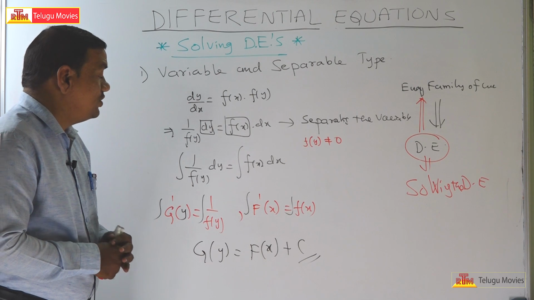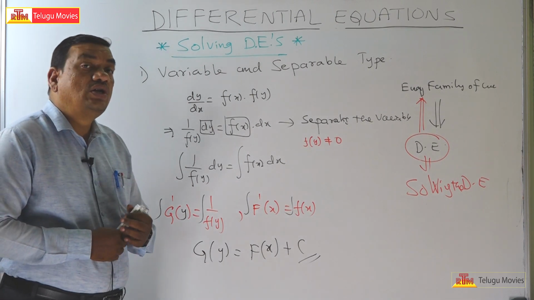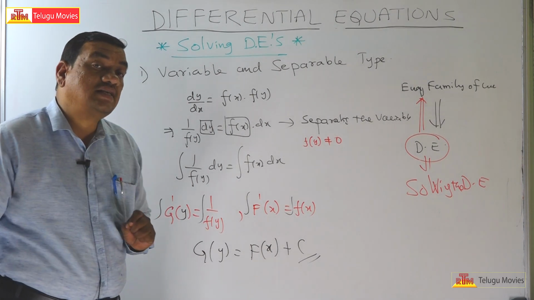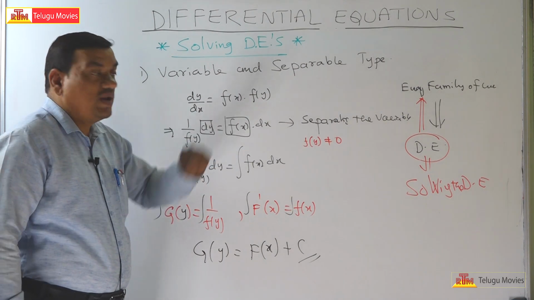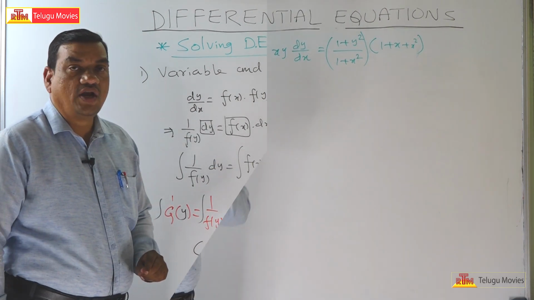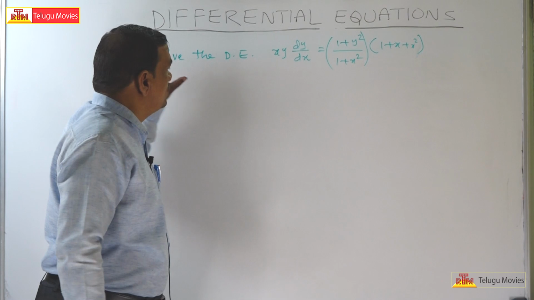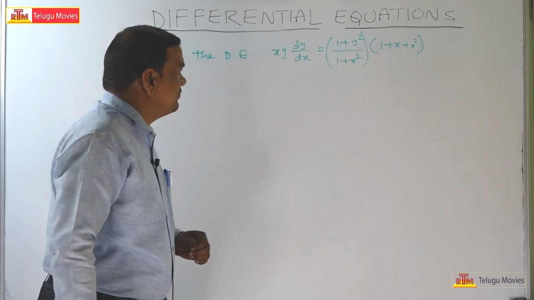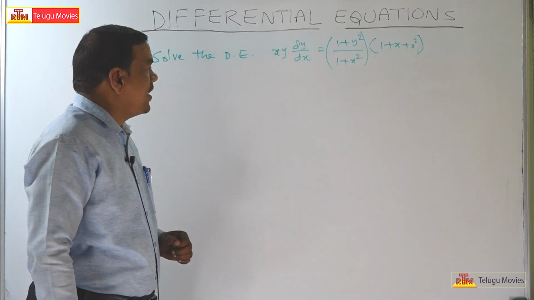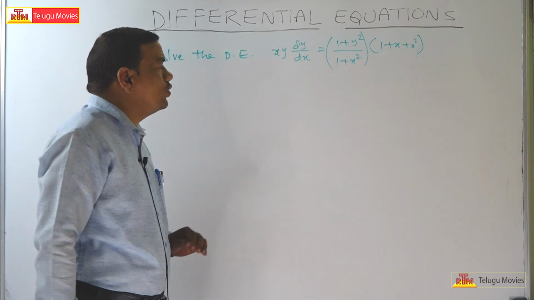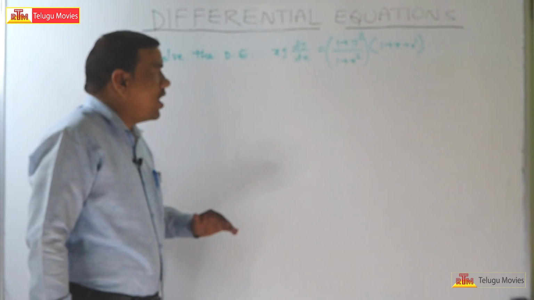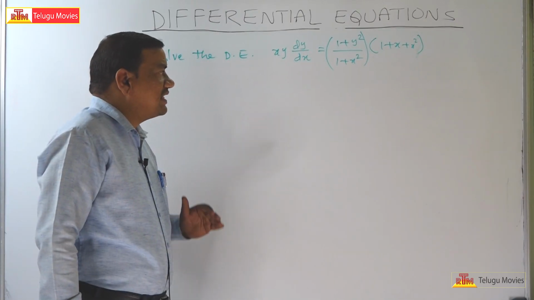So, I hope that you understand this solution. Let me take a small example and explain this concept in detail. Welcome to this problem. Here, solve the differential equation: x into y into dy by dx is equal to (1 plus y square) upon (1 plus x square) into (1 plus x square).